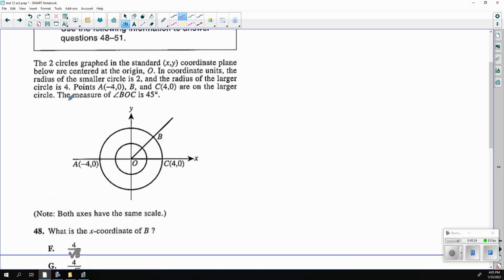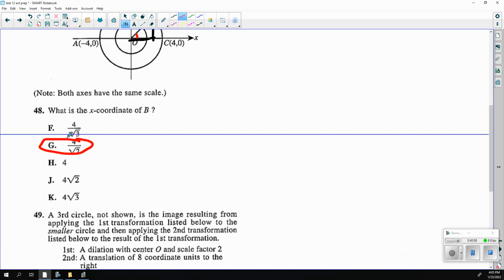Circle. Key there is BOC is the 45-degree mark. So what is the x coordinate of B? Draw your triangle. Just do the 45, 45, 90. Hypotenuse is 4. So it's 4 divided by the square root of 2. The legs are both 4 over square root of 2.